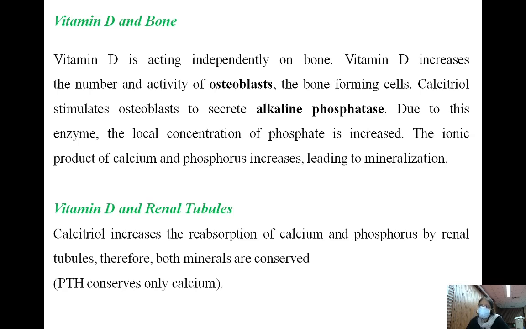Then vitamin D and renal tubule. Calcitriol, again the active form of vitamin D, increases the reabsorption of calcium and phosphorus by the renal tubule. Therefore both minerals are conserved. But parathyroid hormone conserves only calcium.